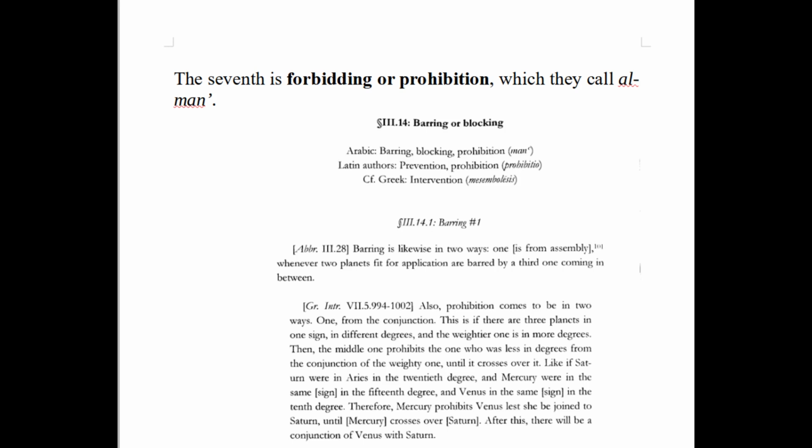Venus is at 8, Mars is at 12, Jupiter is at 13. Before Venus gets to Jupiter, even though she's faster, Mars is going to perfect his conjunction to Jupiter. So before she can get there, he's going to get there, and that means he will prohibit her from getting there.